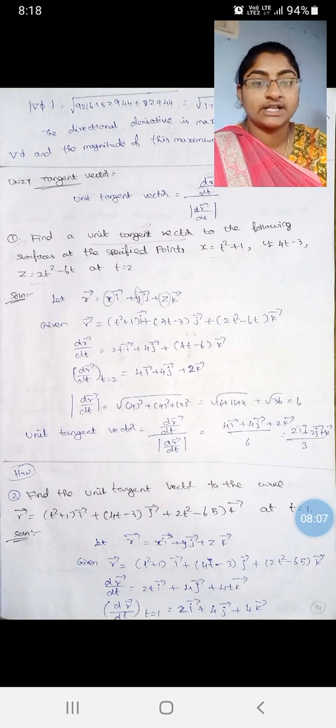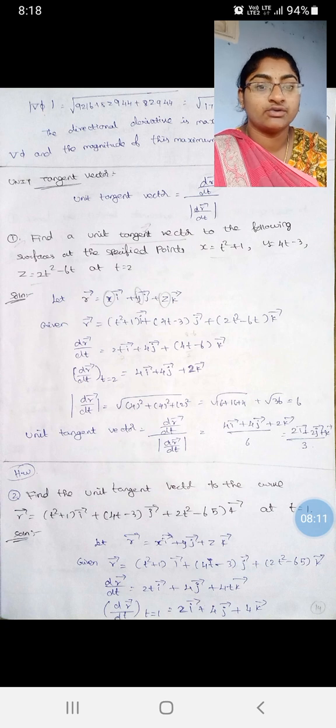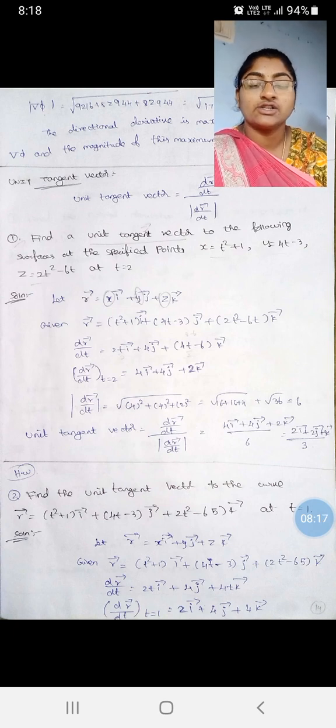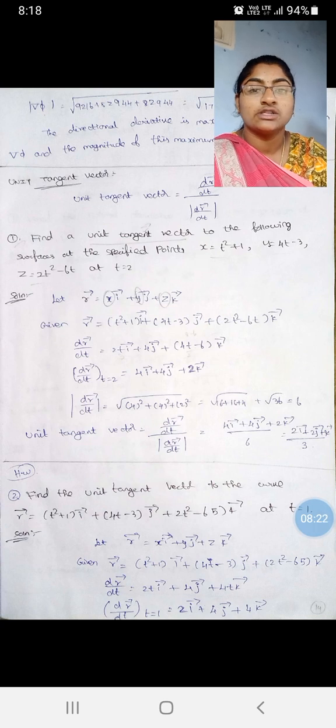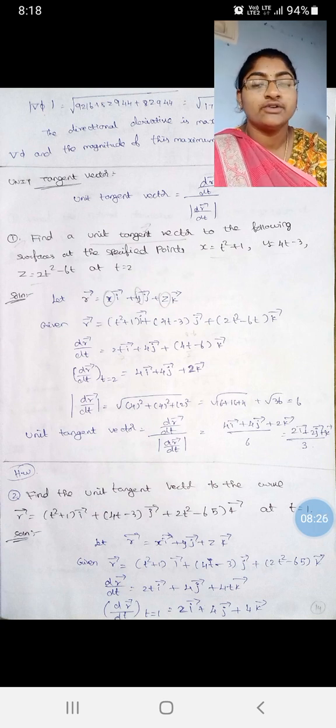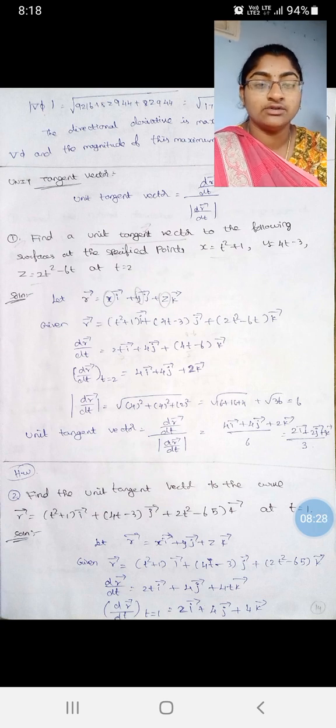Now we have to find the value of dr vector by dt, that is, differentiate r vector with respect to t. So the first term will become 2t and the second term will become 4. The third term will become 4t minus 6, into i vector, j vector, k vector. And at the given point, now substitute t is equal to 2. So we get 4i vector plus 4j vector plus 2k vector. We find the numerator value.